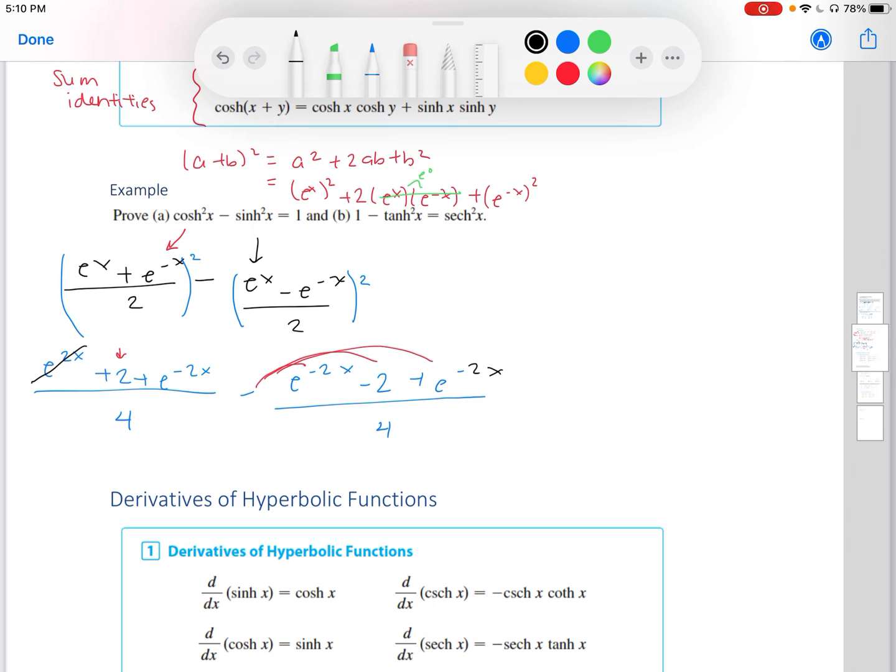So we have our e to the 2x that was positive, and our e to the 2x add to make 0, our e to the negative 2x and our e to the negative 2x add to make 0, and we're left with 2 minus negative 2, which gives us positive 4. We're left with 4 over 4, which is 1. So it proved that it is equal to 1.